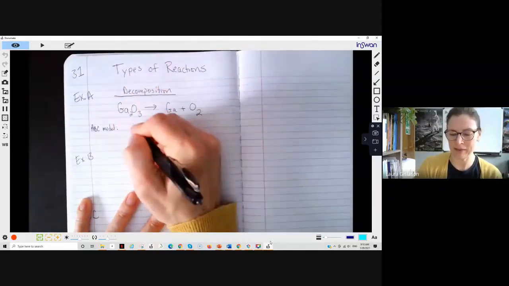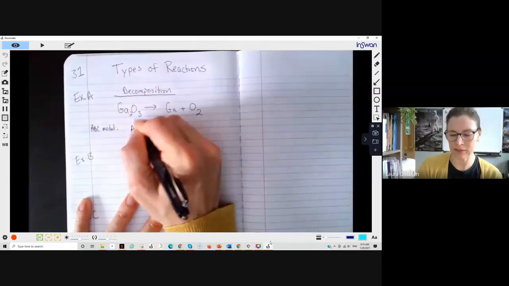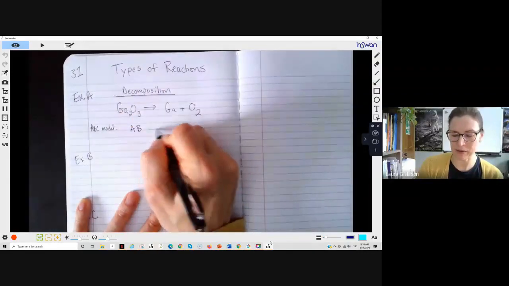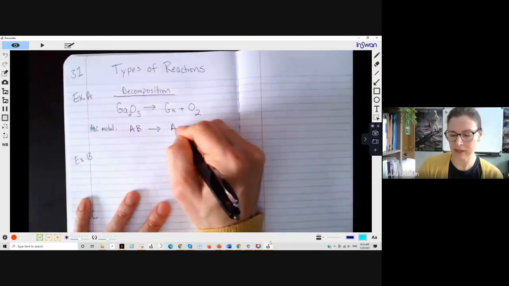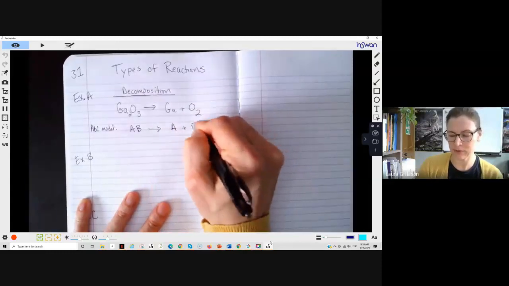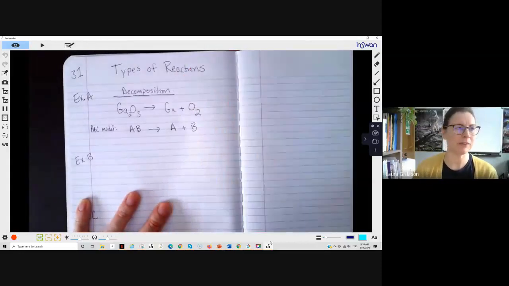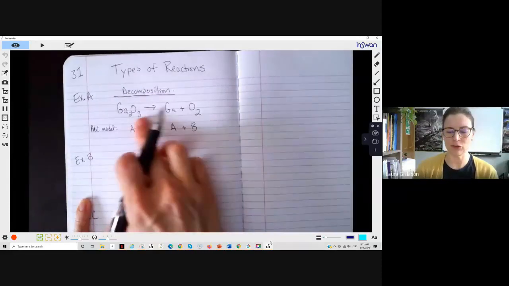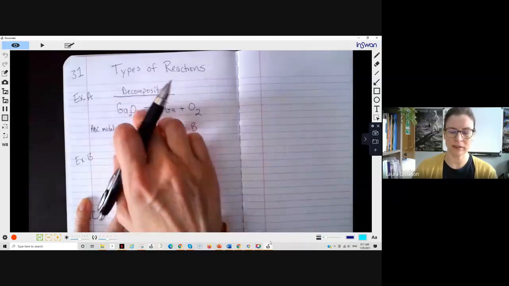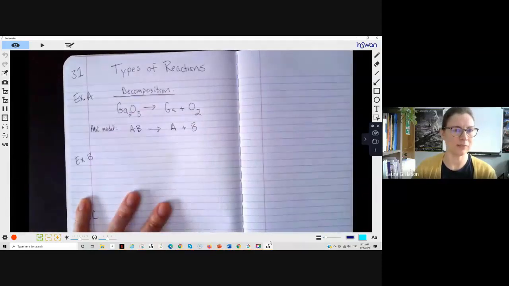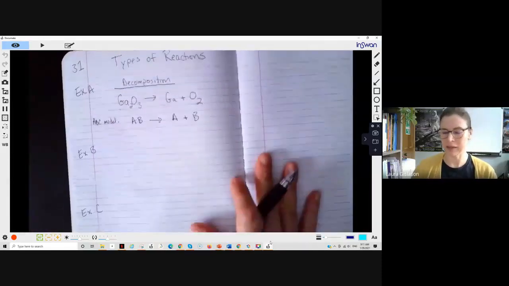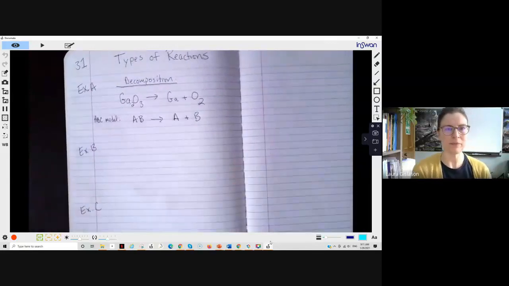And for the ABC model, I'm just going to do this. This is my compound AB, and it turns into A plus B. Now you have the ABC model for a decomposition reaction. Okay, so the ABC model is a very generic version that represents this specific chemical equation. Okay, so there's our first one.